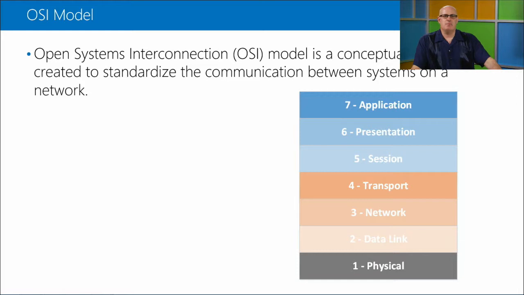So the OSI model. If you took or watched the Networking Fundamentals course, you should be familiar with the OSI model. The OSI model, Open Systems Interconnect model, is a model that enables networked devices to intercommunicate. There are 7 layers within the OSI model: application, presentation, session, transport, network, data link, and physical.